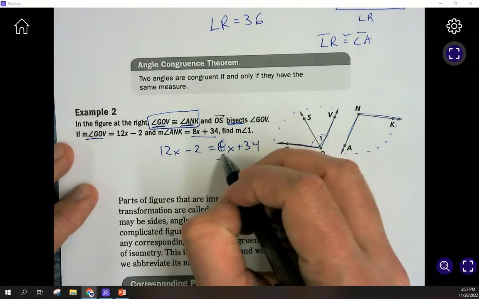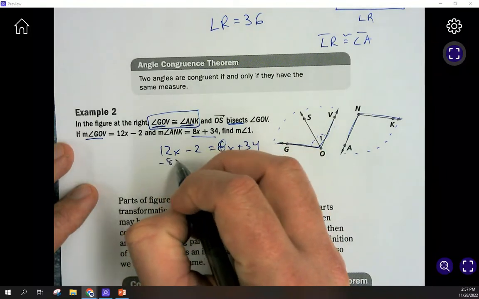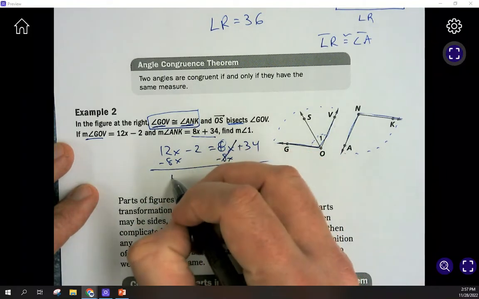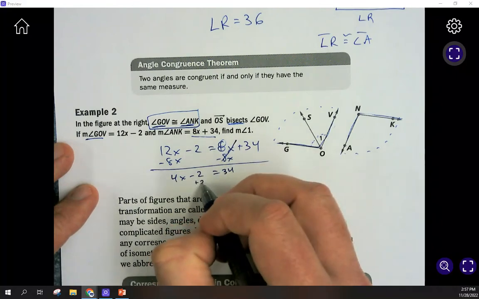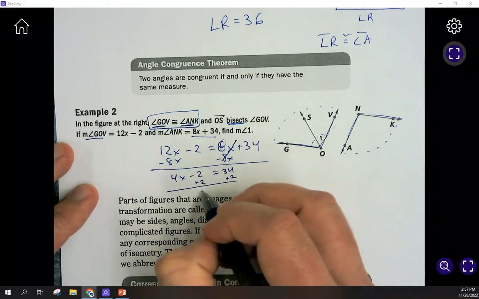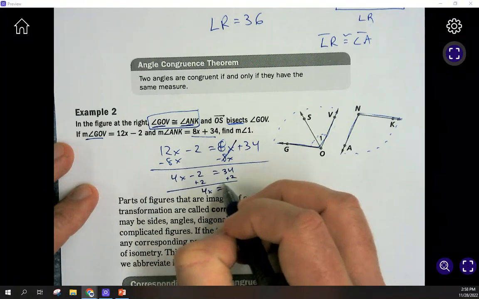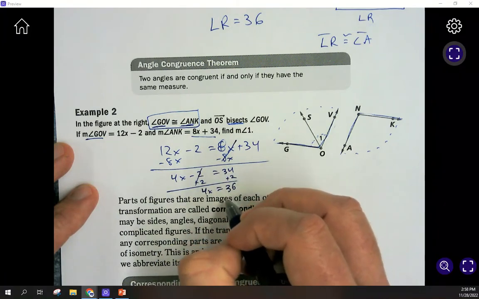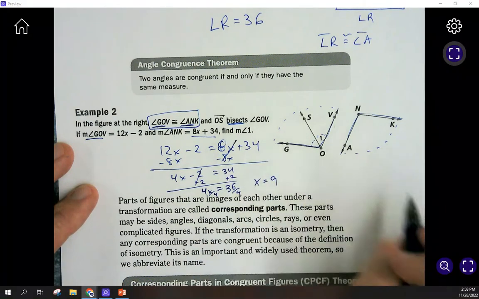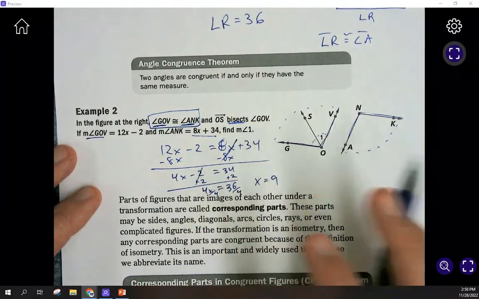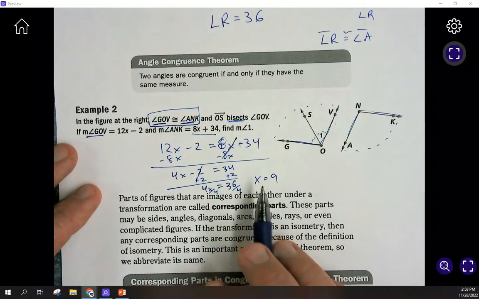Okay, I would just solve this. So minus 8x from both sides. So 4x minus 2 equals 34. Add 2. So 4x equals 36. Divide by 4. X equals 9. Now that doesn't answer the question. The measure of angle 1 is not 9. That's just what x equals.